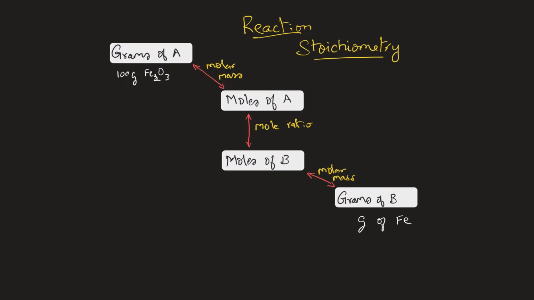Our first conversion, which was grams changed to moles, was between moles of A, which is my moles of iron oxide, to moles of B, which is moles of iron. I did my second conversion, which was between moles of iron oxide to moles of iron.